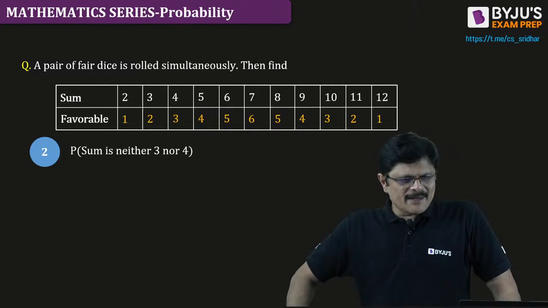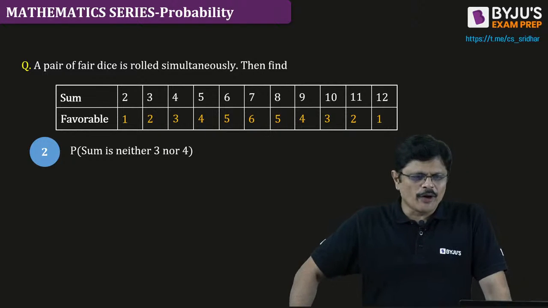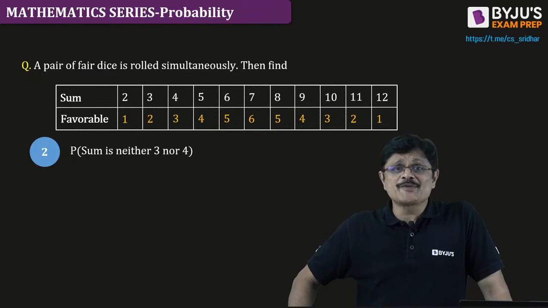What is the probability that the sum is neither 3 nor 4? What is the probability? That's very, very good, sir. You people are rocking, sir. You are solving standard problems very quickly, very easily.